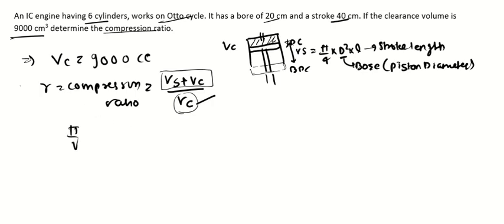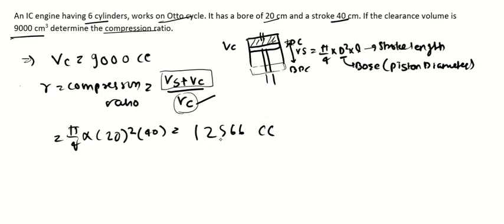We have pi by 4 into d square, where d is the bore, which is 20 centimeter as given in the question, into L as 40. So we have pi divided by 4 into 20 into 20 into 40, which gives 12,566 cc as the stroke volume.